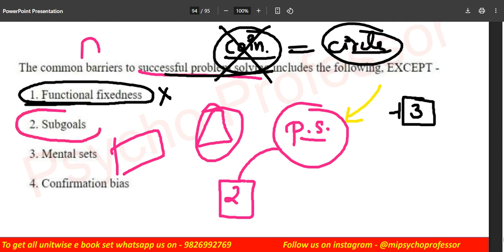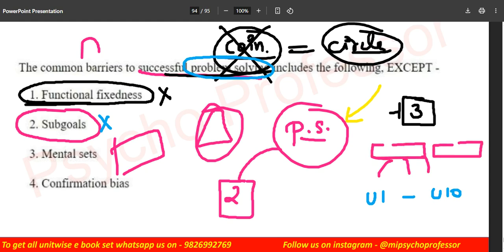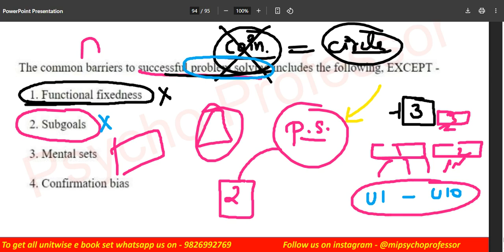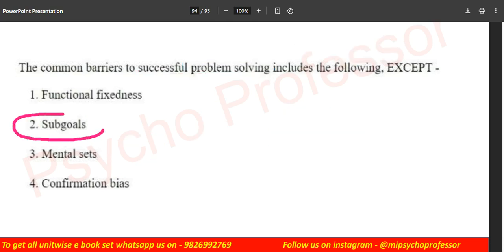Then sub goals. Sub goals is not a common barrier. It is helpful for problem solving. Okay. So to solve a problem, you will not study unit number 1 to unit number 10 at once. You make sub goals: what are the important units? I will study those first. What are the least common units? I will study those next. And what is the most common and easiest? I will study like that. It was a complete goal, and you have made sub goals 1, 2 and 3 like that. So it is helpful for you. That is why option number two is the correct answer of this particular question.